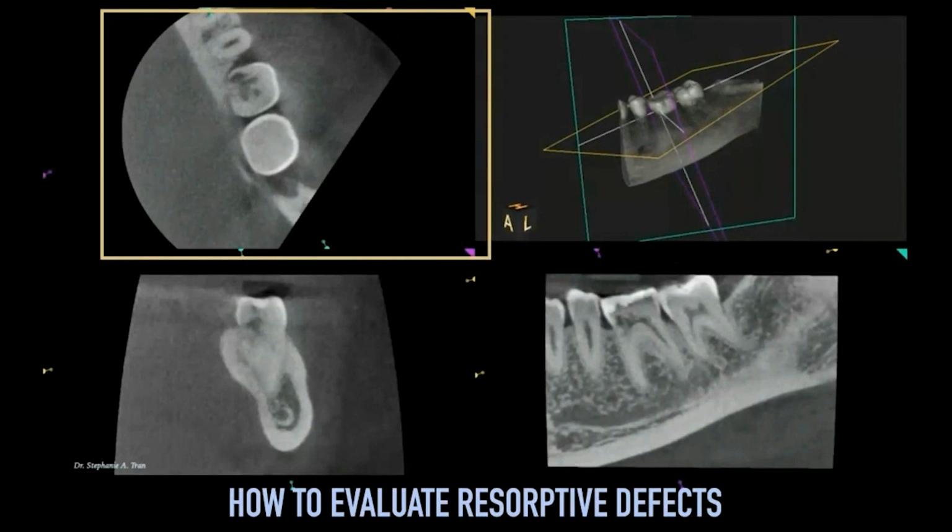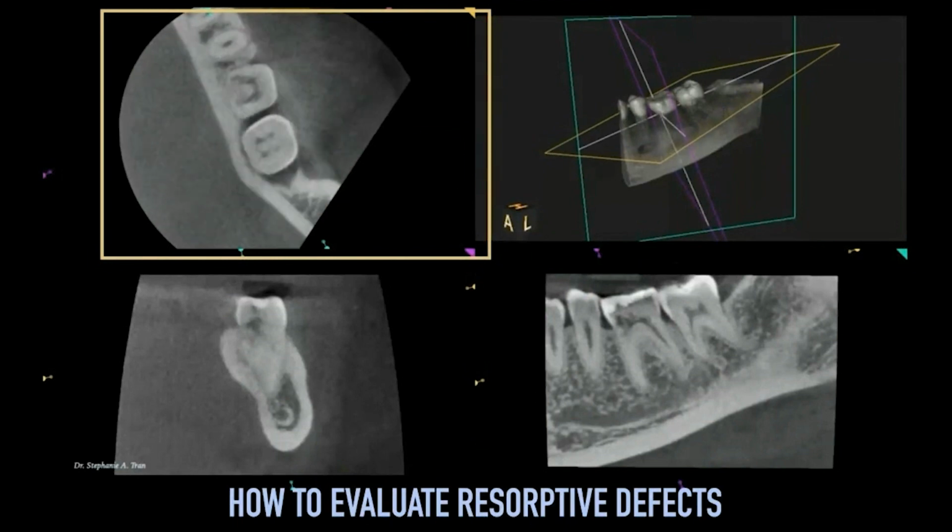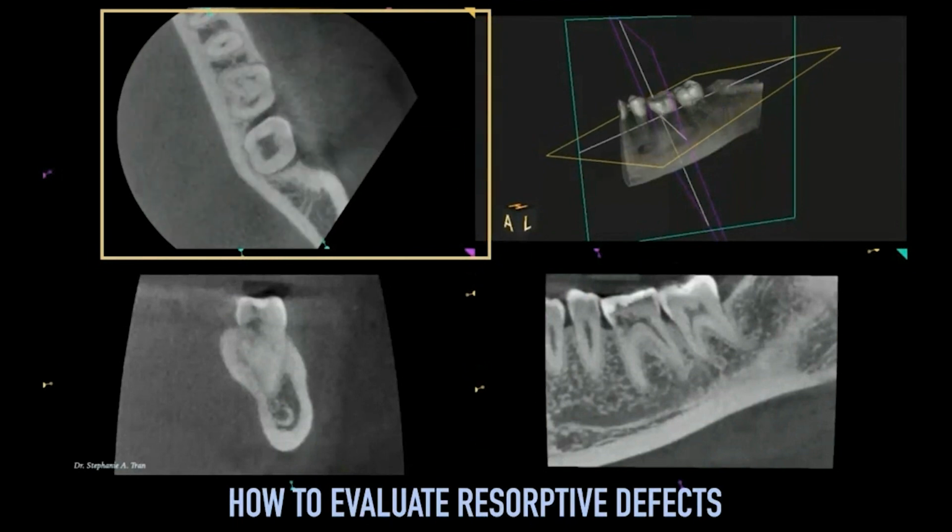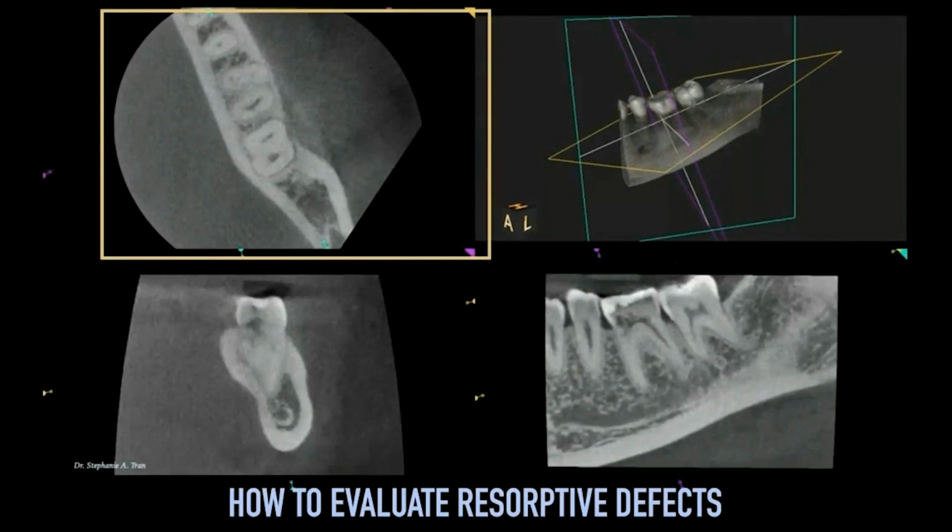So as we scroll through it, we can see the exact extent and size of these resorptive defects, and we can evaluate how much root structure would be remaining if we were to try to go chase after these defects.